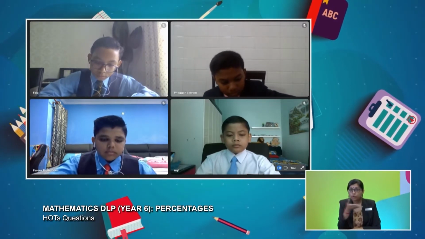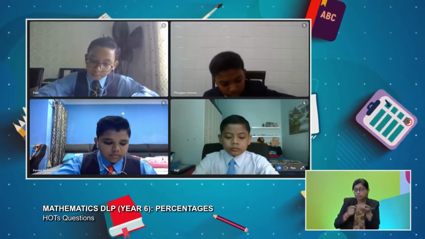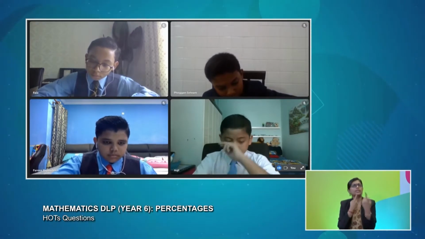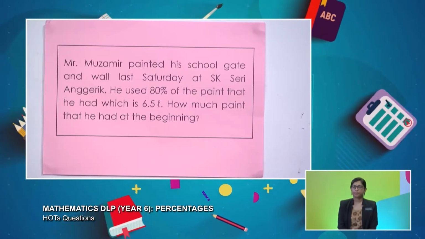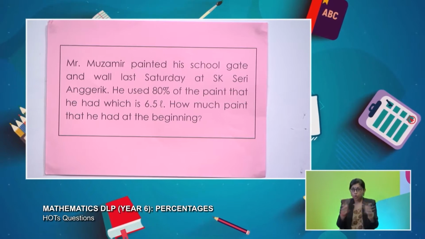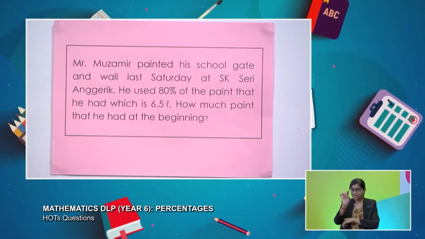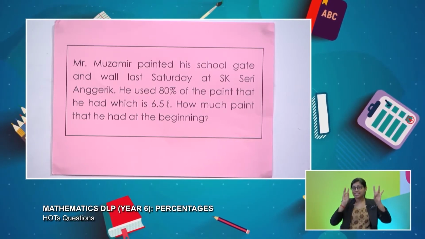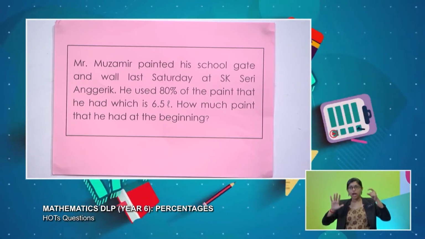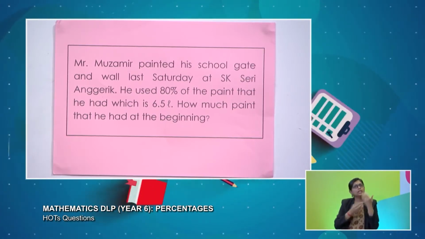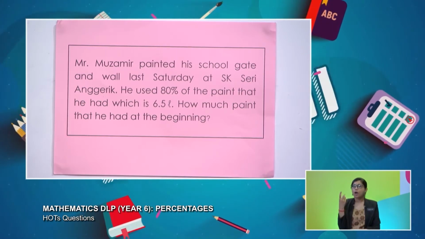Mr. Muzamir painted his school gate and wall last Saturday at SK Sri Anggrek. He used 80% of the paint that he had, which is 6.5 liters. This is the amount of the paint that he used. And the question is, how much paint did he have at the beginning? So this is the question.